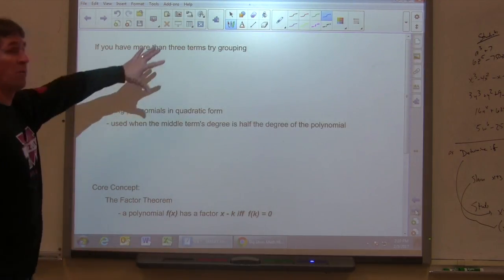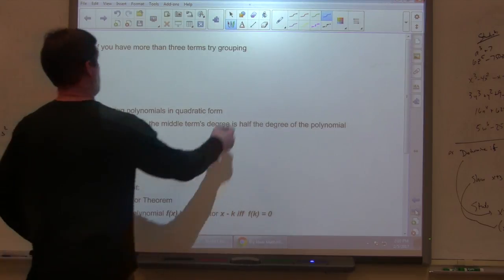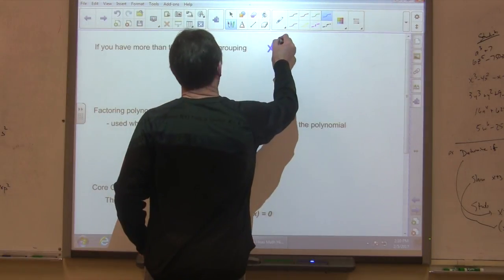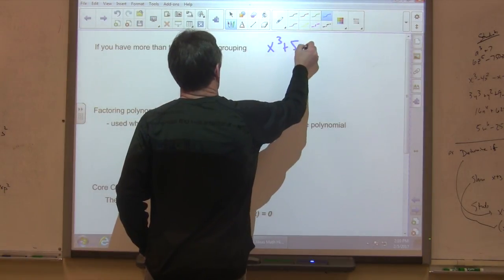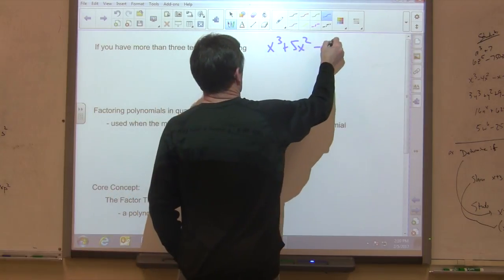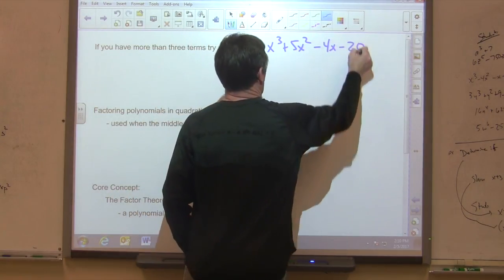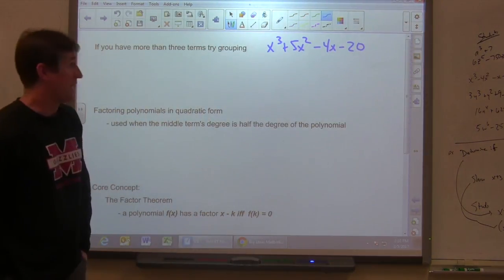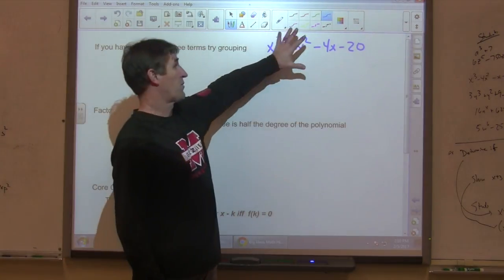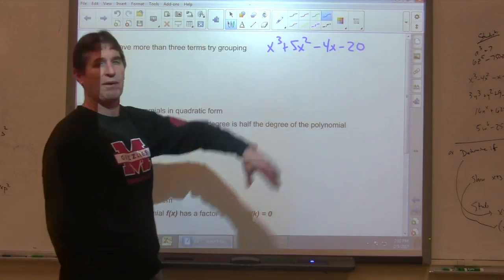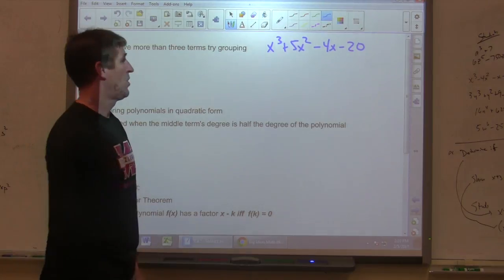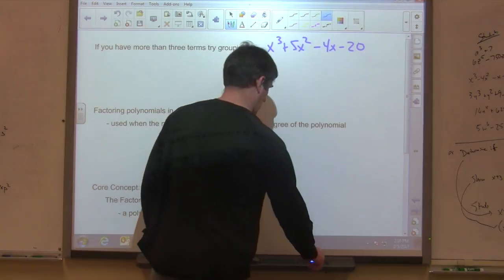So let's try one with grouping. Let's go x to the third plus 5x squared minus 4x minus 20. Now, usually you can just group the first two and the last two. There's times where you have to rearrange the order. I don't think you'll see anything on the assignment of that type.